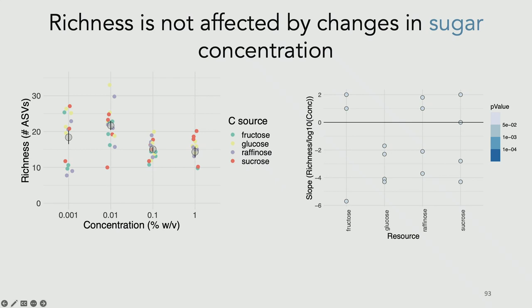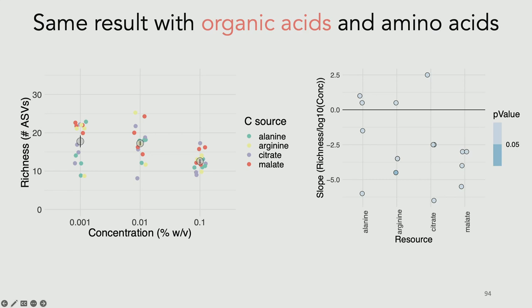And okay, is it the same if I go to organic acids? The answer is yes. And here I'm skipping the highest concentration because I discovered that the M9 buffer is not able to buffer the acidification of the environment anymore, and so the pH is completely wrong, so those are excluded. But you can see that basically diversity doesn't really change, and if it does something, it's a bit decreasing. And this is, again, the same plot with the slopes for different resources, the richness as a function of concentration. So not a big change.